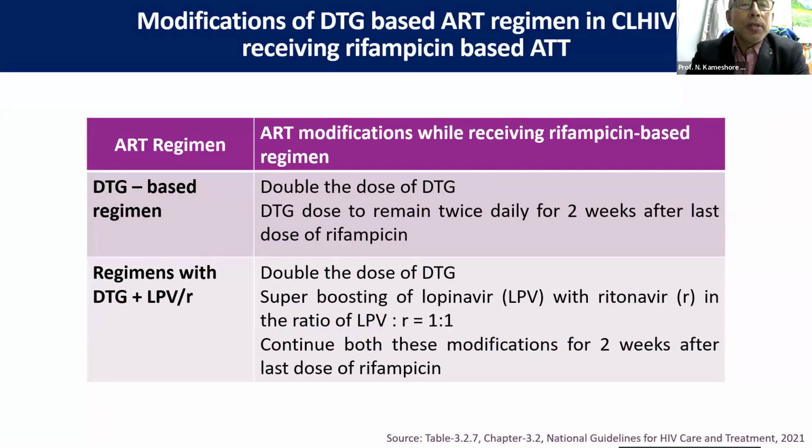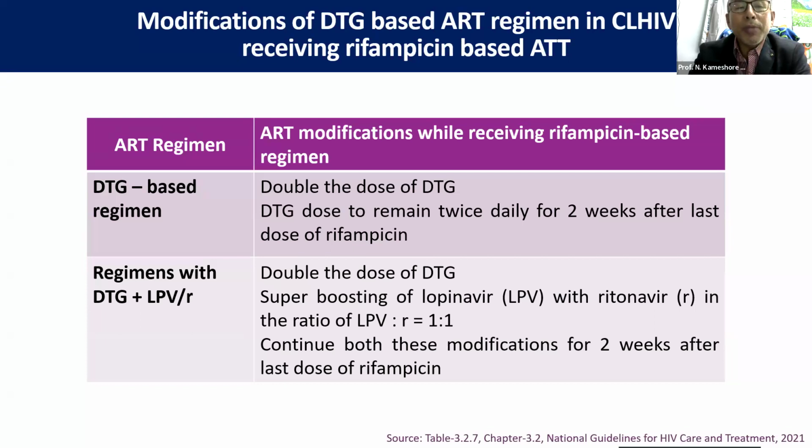So this is the modification of DTG-based ART regimen in children receiving rifampicin, which is already mentioned. Let us see DTG-based regimens. In case of rifampicin-containing drug treatment of ATT, we have to give a double dose of DTG. And this DTG is to be continued as twice daily for 2 weeks after the last dose of rifampicin.